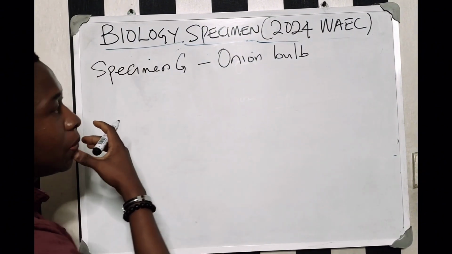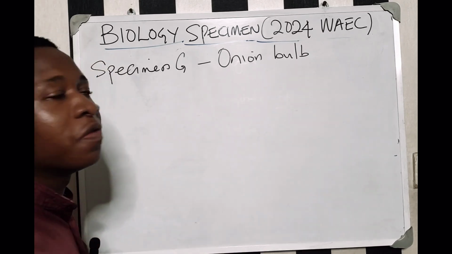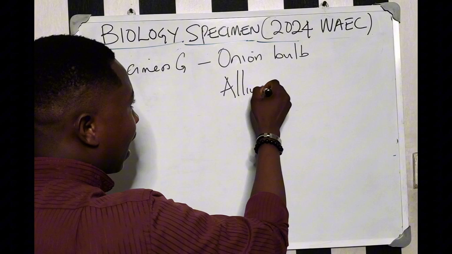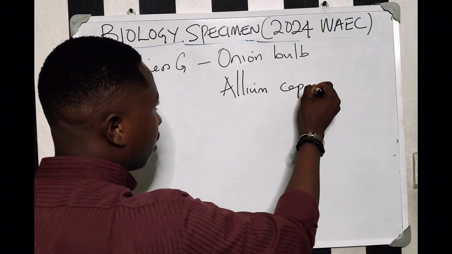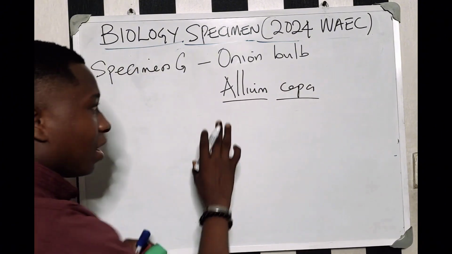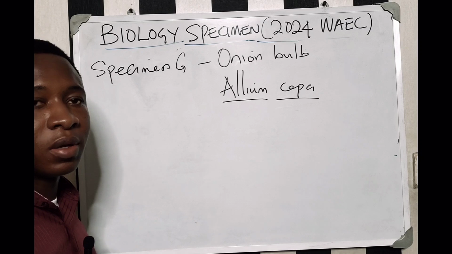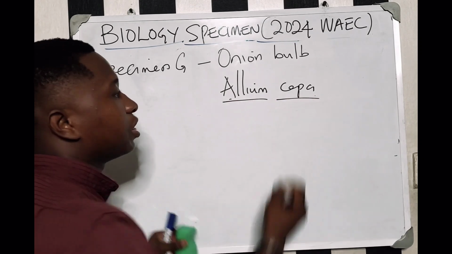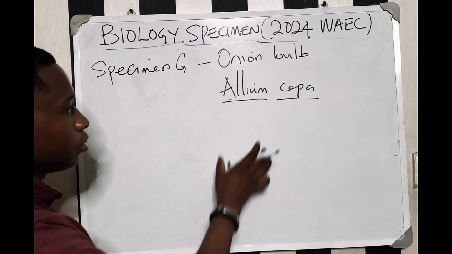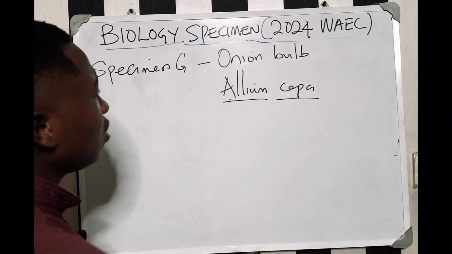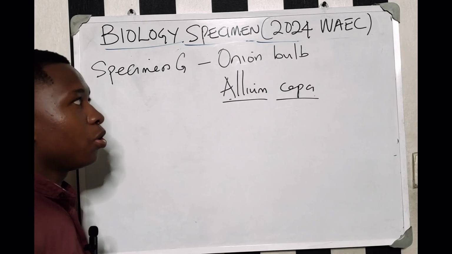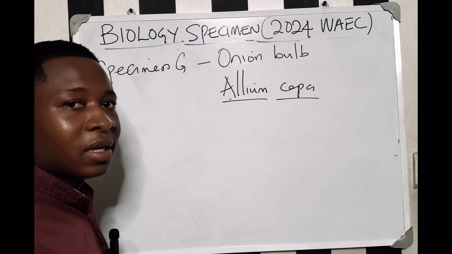For the onion bulb, we have to know the botanical name. The botanical name of the onion bulb is Allium cepa. So you have to know this one first. This is the genus name, and this is the species name. So that is that for onion bulb. Now you need to know the propagative structure. How is this onion bulb propagated?